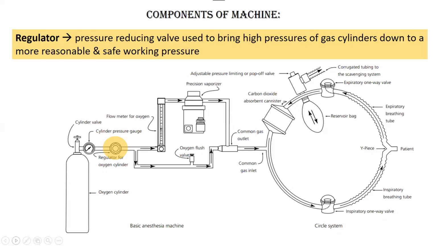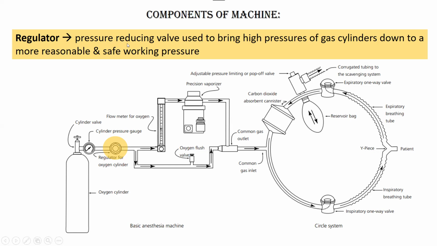Next we have a regulator. A regulator is a pressure reducing valve that is used to bring the high pressure of gas cylinders down to a more reasonable and safe working pressure. It means that the pressure inside the gas cylinder is so high that it is dangerous for the patient. So we have a regulator over here that will bring this pressure down to a safe level.